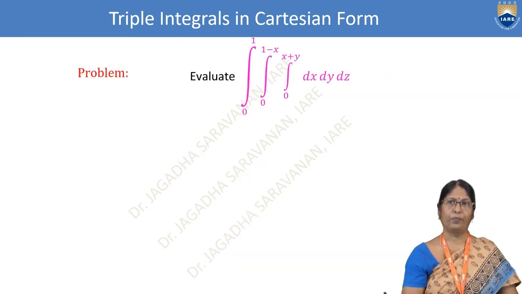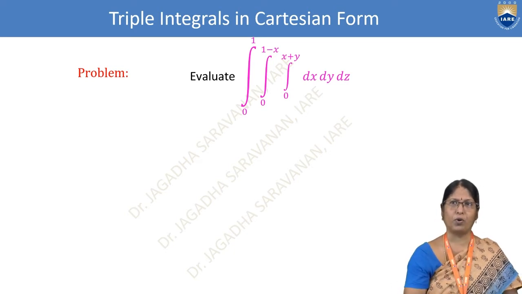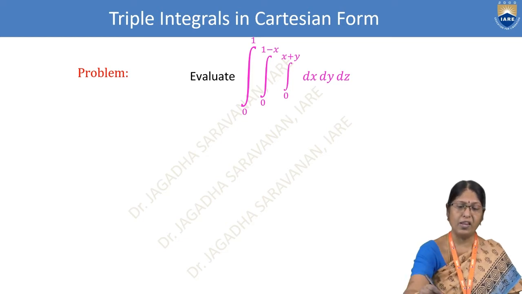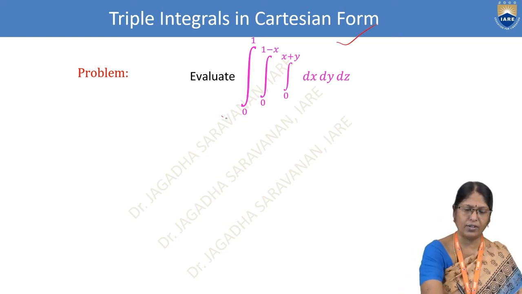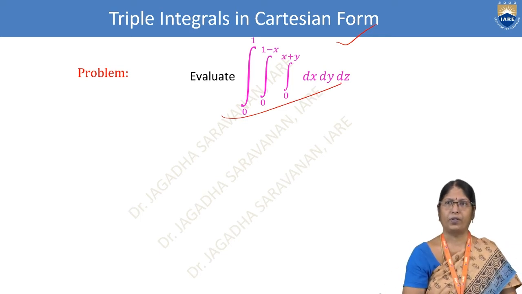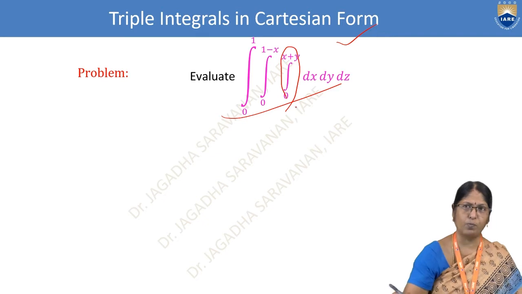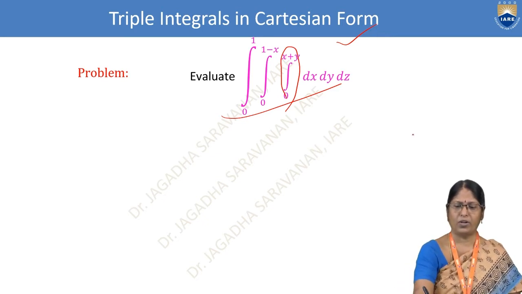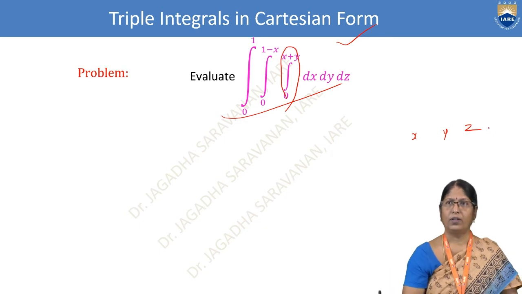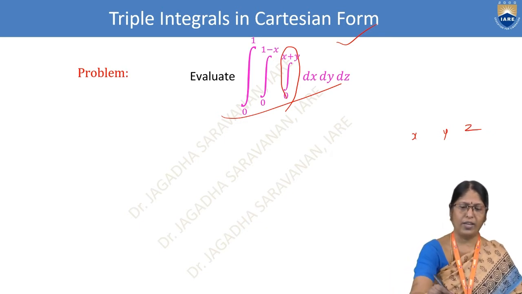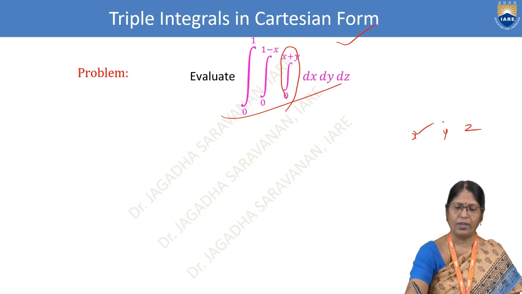The third problem is a very interesting problem. All the concepts of triple integrals in Cartesian form are covered in this problem. Because in the other two problems we discussed up to now, the limits are constants. But here, if we notice the limits, there are totally 3 variables only, as it is a triple integral. So the innermost is a function of x and y.